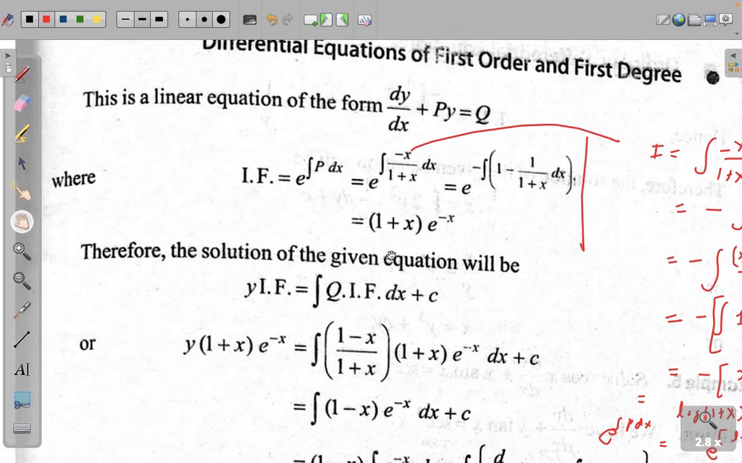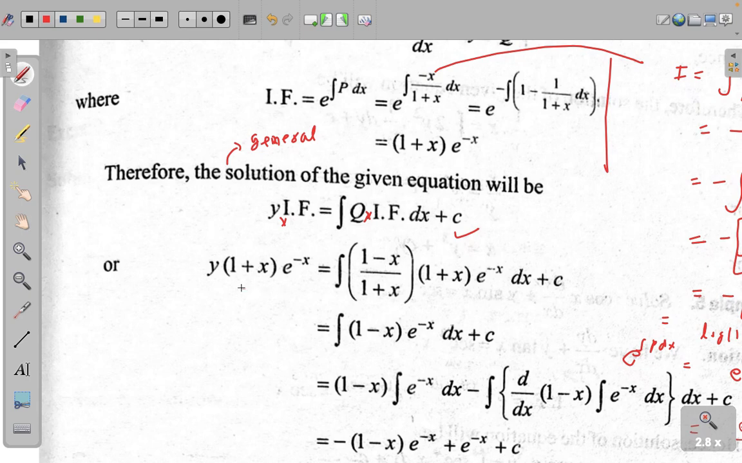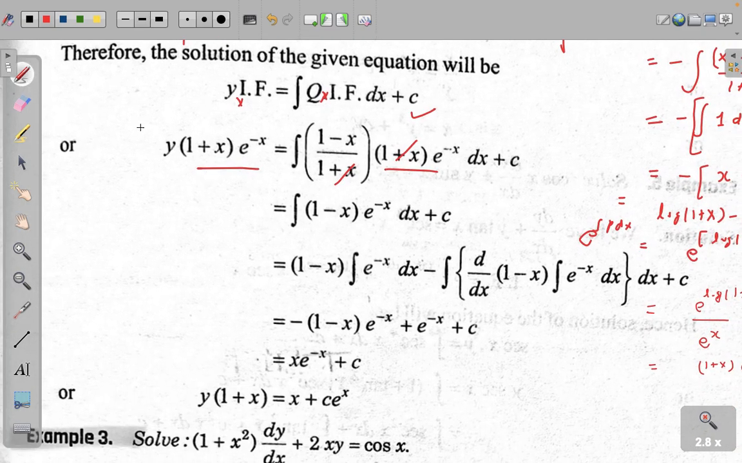Okay, so now we have the integrating factor. So the general solution, not just the solution, general solution, remember, any solution which has an arbitrary constant is called a general solution. The general solution of the given differential equation will be given by y into the integrating factor is equal to the integration of Q into the integrating factor dx plus c. Put the value of IF here, this. Put the value of Q here and IF here, we get this, this will cancel, and our right hand side will become 1 minus x e to the power minus x dx plus c. Now we need to solve this integral.